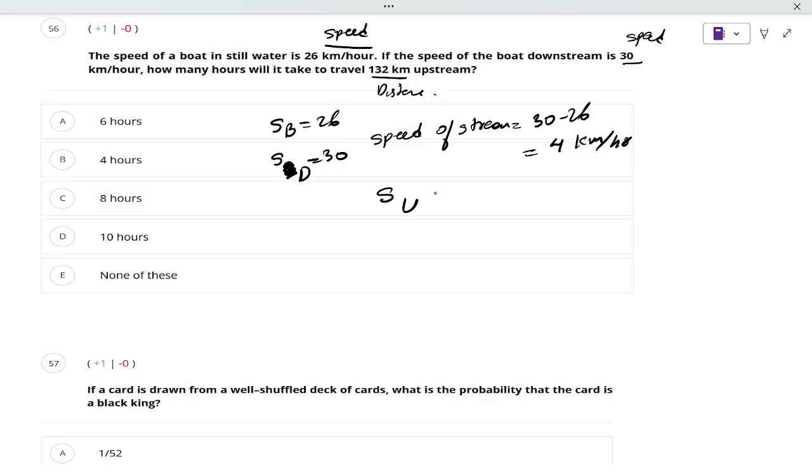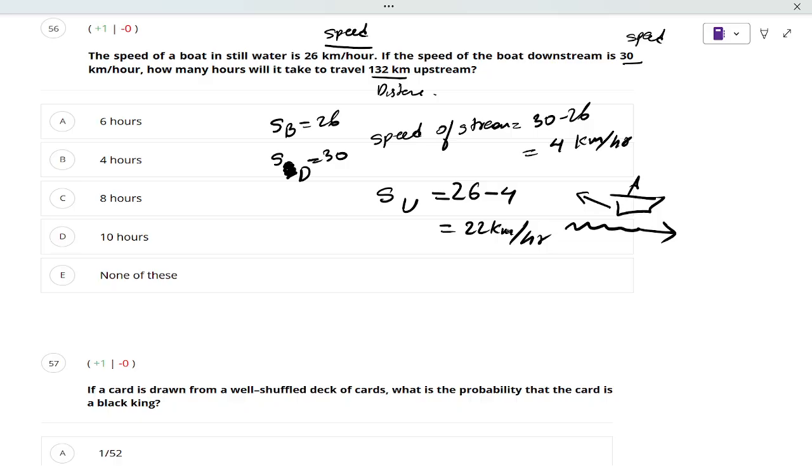The speed of the upstream will be the speed of the boat and the speed of the stream. Upstream means if the water goes in this direction, the boat will go against the current. Against the current, we subtract the stream from the boat. So this will give us 26 for the boat, 4 for the stream, then this will give us 22 km per hour.